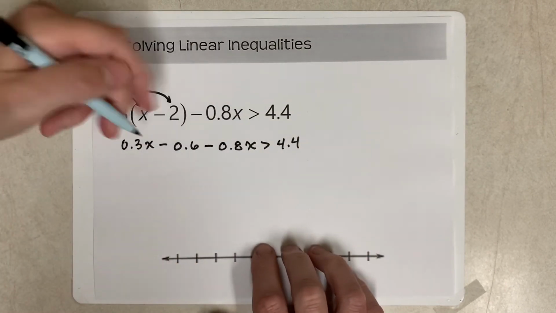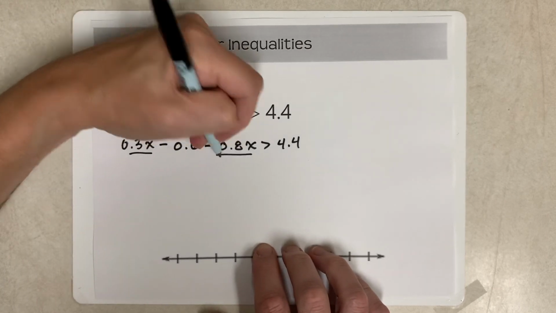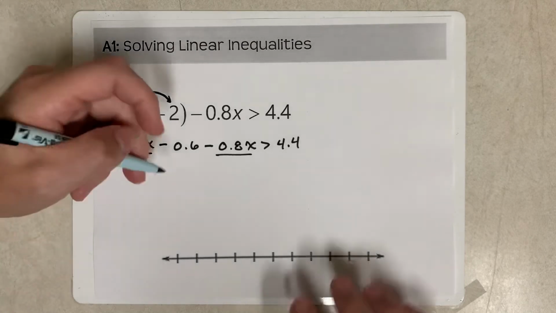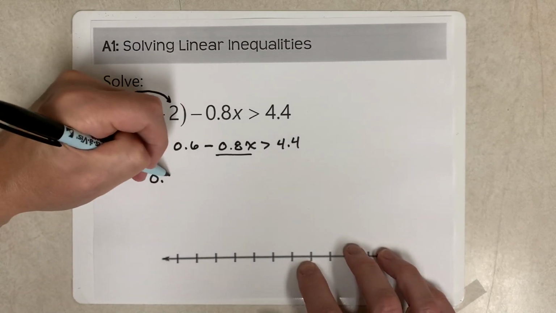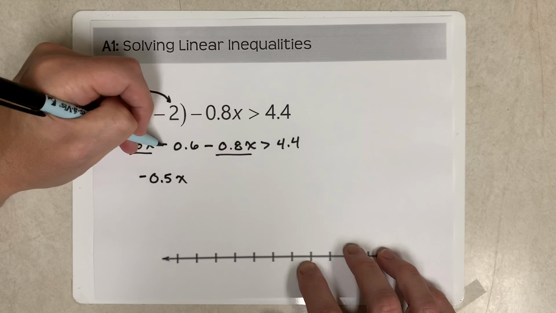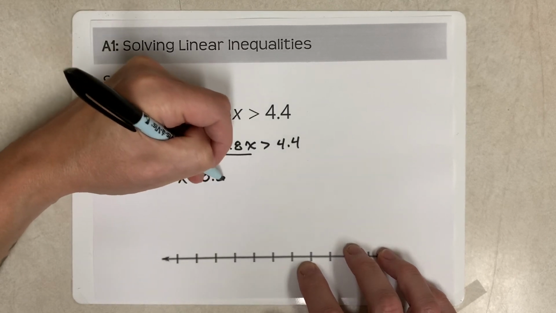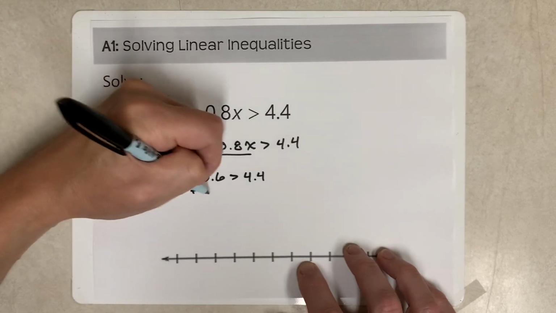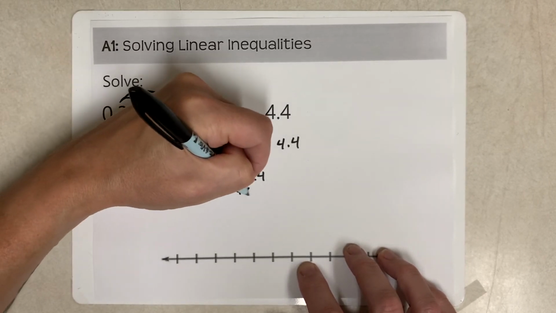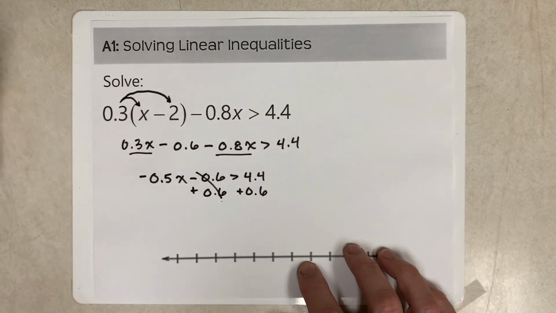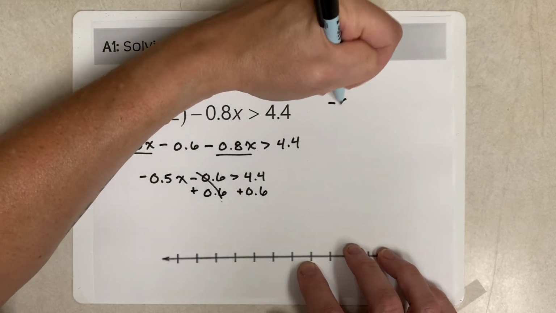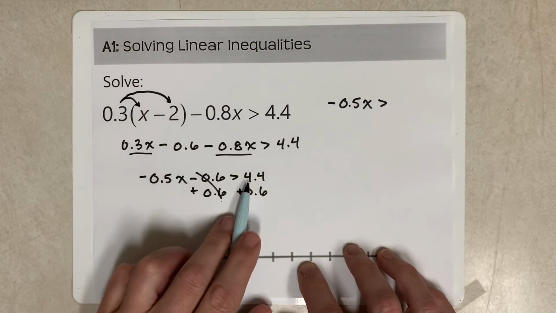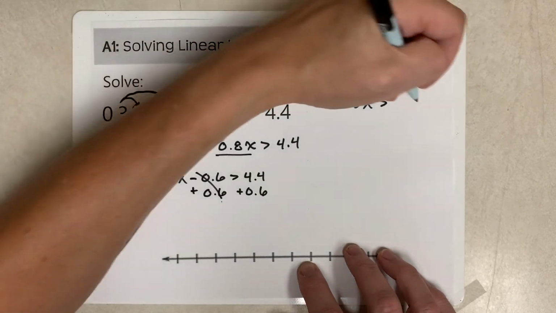Over here, the only thing I can really do is take these two guys and combine them together. So if I take a 0.3 and a negative 0.8, that will give me a negative 0.5x, still minus 0.6 greater than 4.4. So now I'm going to add 0.6 to both sides, because I always get rid of the constant first. So let's work over here now. Negative 0.5x greater than, and then 4.4 plus 0.6 is actually 5.0.